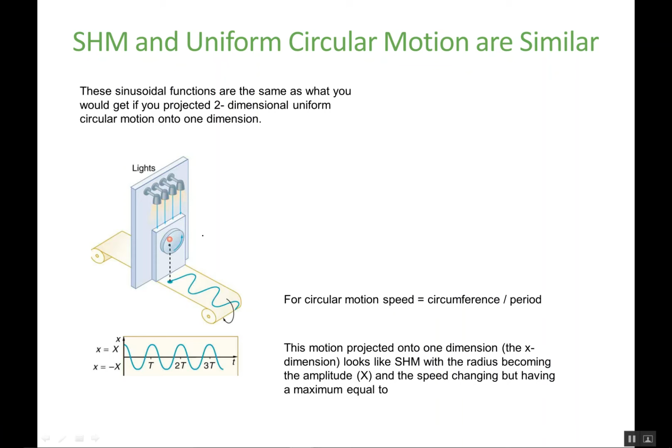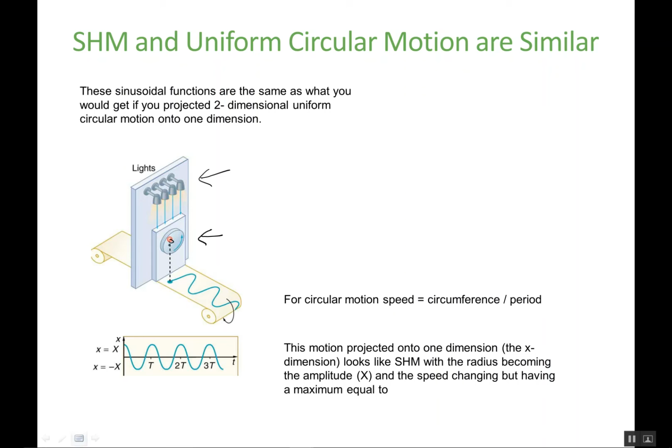Well, picture, like right here, you have a little red ball that's undergoing uniform circular motion. If you put a bunch of spotlights above that ball and projected the shadow of that ball onto a piece of paper that's rolling by, making a mark on this paper, the shadow of the ball would trace out a sinusoidal function. And the mathematical equation describing that sinusoidal function would be exactly the same type of equation as what we wrote down on the previous slide.